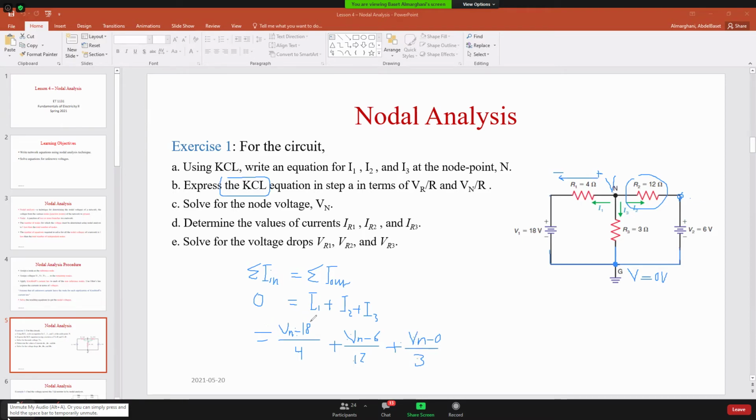Now the equation has one unknown, which is Vn. You can solve this equation with whatever technique you want. I'm going to multiply by the least common multiple, which is 12, to get rid of the fractions. When I multiply by 12, this will be 3 here. When I multiply by 12, it's 1 here. Multiply by 12, it's 4. So 12 divided by 3 is 4. 1 and 3.